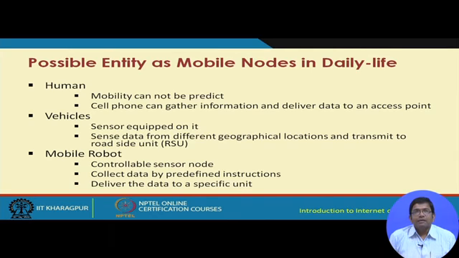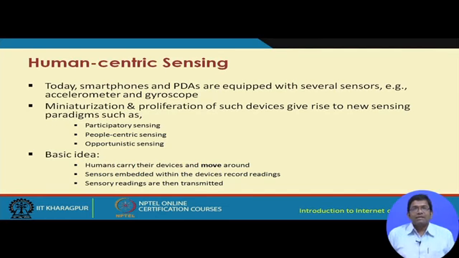For vehicles, for example, sensors are typically used in cars and different modern day vehicles. So, that becomes a vehicular sensor network, where these vehicles are fitted with different sensors. They sense data from different geographical locations and transmit to the roadside unit. And then we have mobile robots, which are controllable sensor nodes that collect data by predefined instructions and deliver the data to a specific unit. Human centric sensing is possible because of smartphones and PDAs, which nowadays are equipped with several sensors, typically even up to 7 sensors in many smartphones.